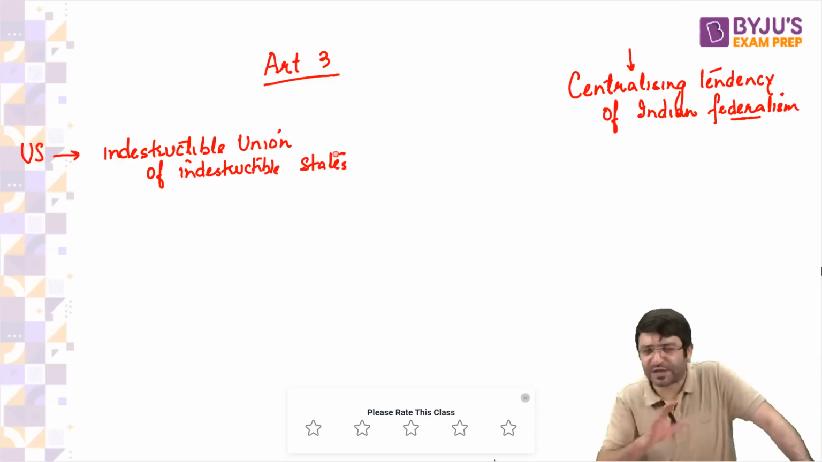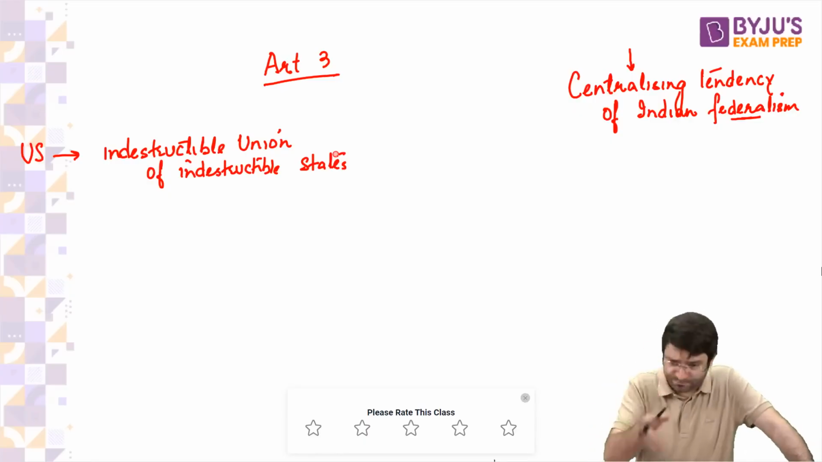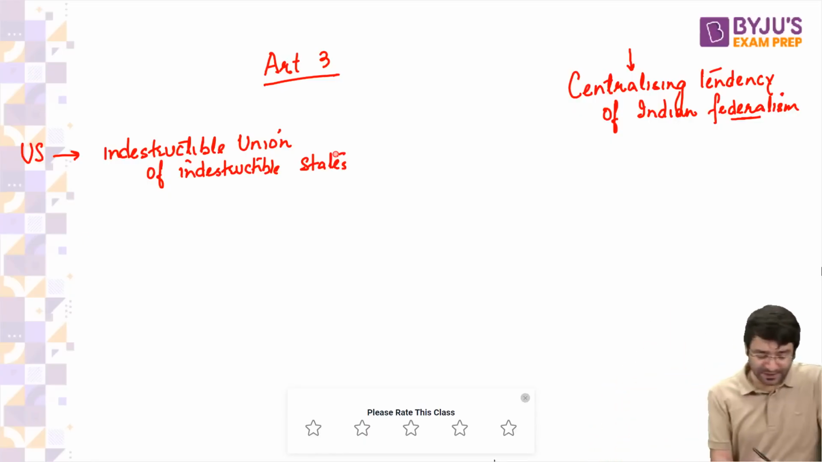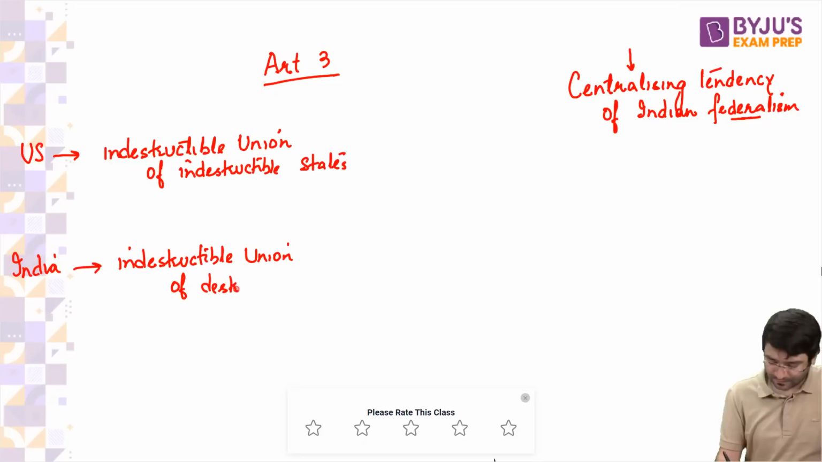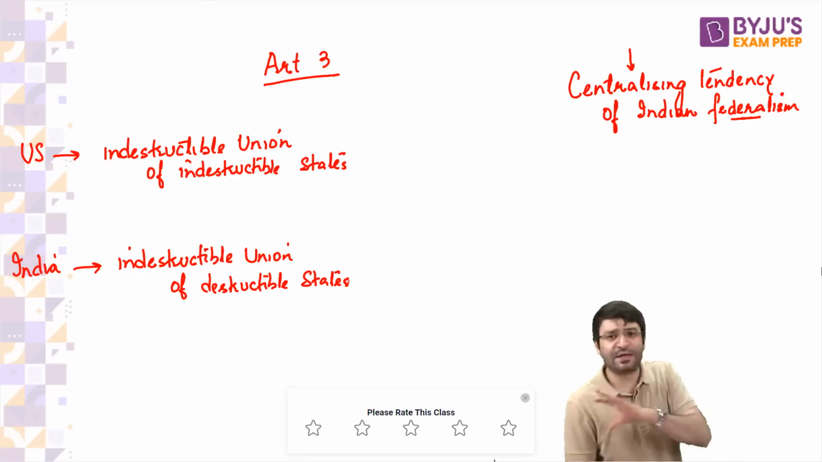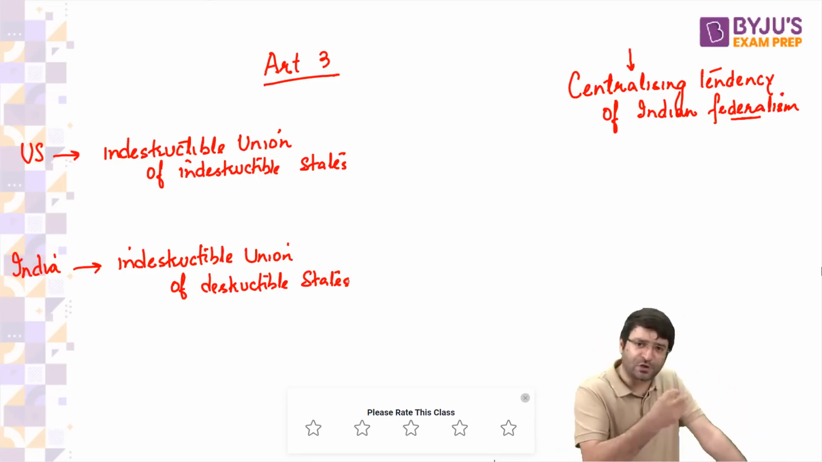States without their permission cannot be destroyed, cannot be merged, cannot be divided, cannot be bifurcated. But in India, we say India is a classic example of an indestructible union of destructible states. Union of India will never be destroyed because Union of India will continue for perpetuity.